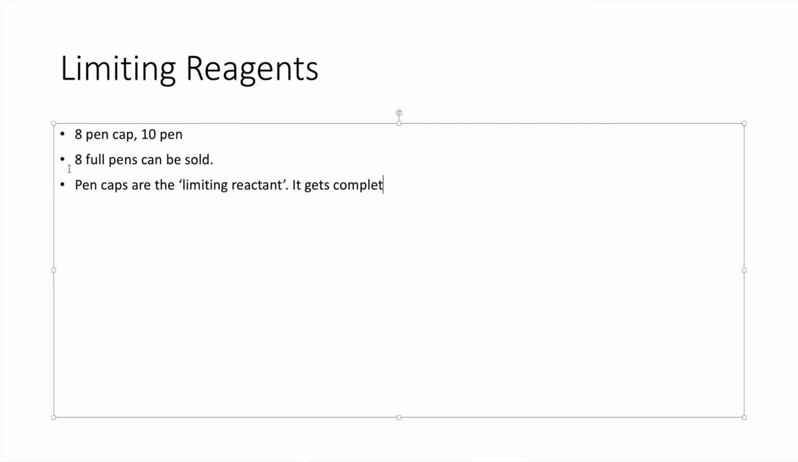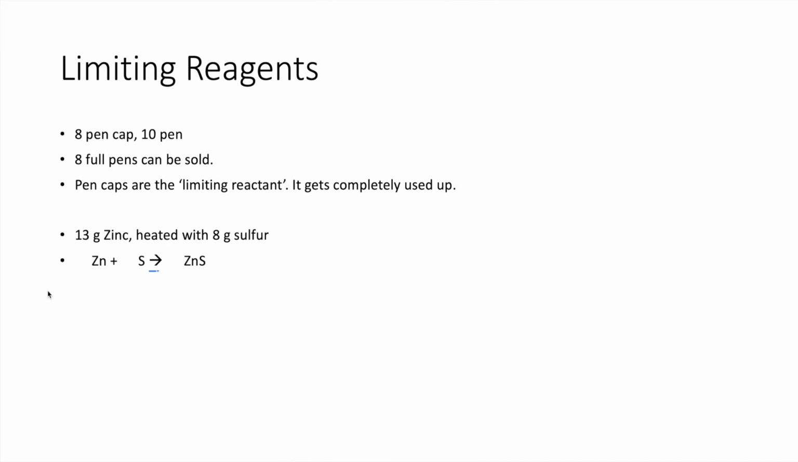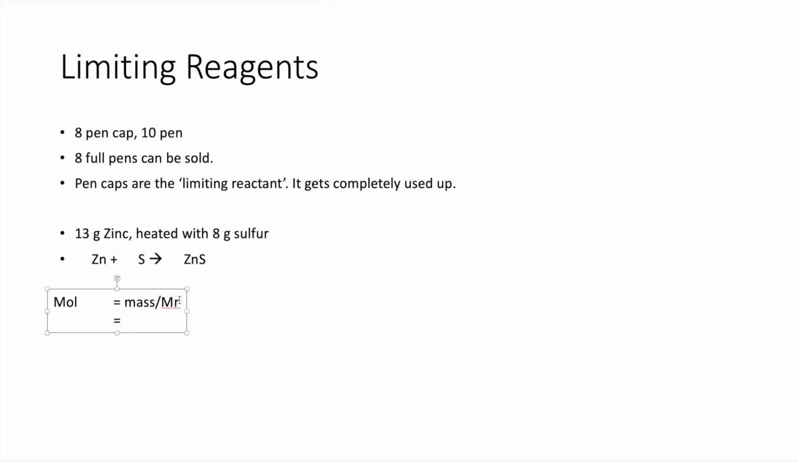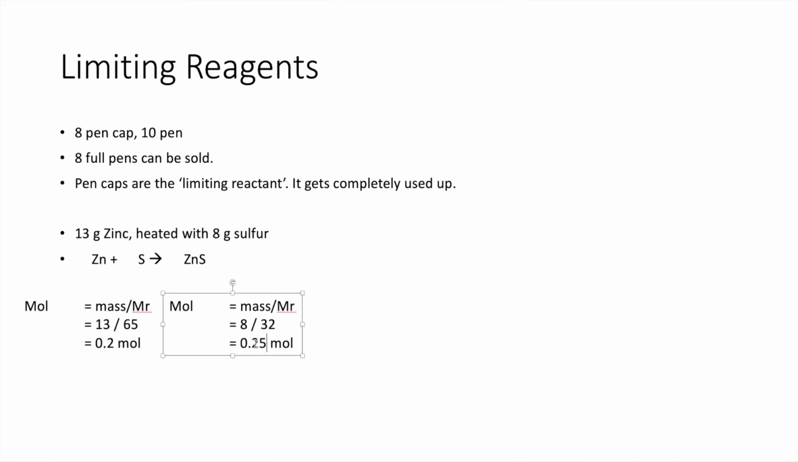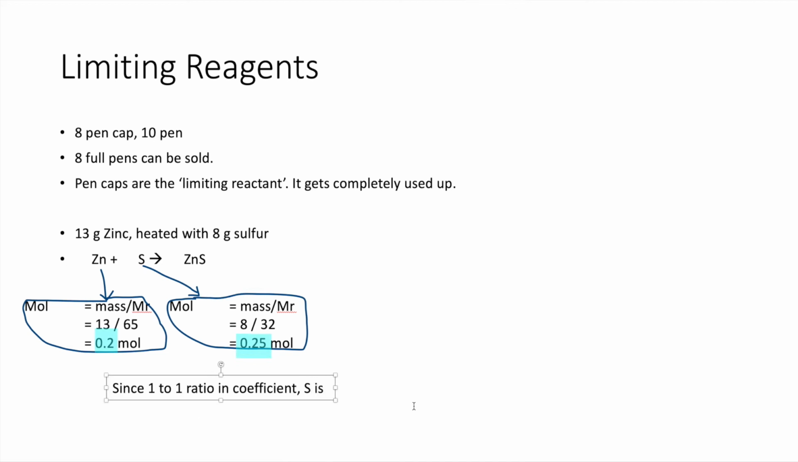So let's look at a simple example. This equation, 13 grams of this, 8 grams of this. Who is the limiting reactant? So, therefore, the limiting reactant will be zinc because zinc is lesser, because it's 1:1, and the excess will be this amount of mole of sulfur. You convert it back to mass, it will be this amount.